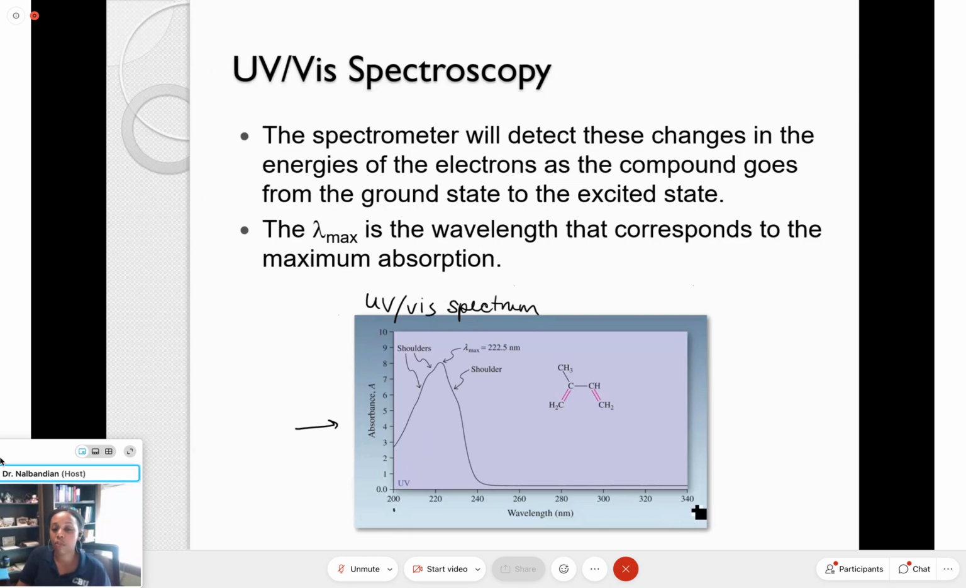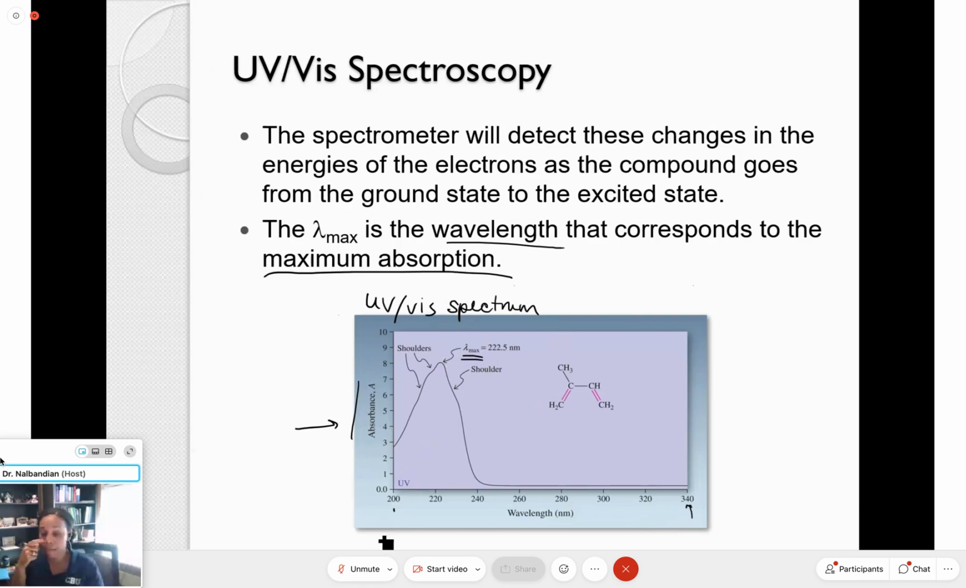Here, 200 to 340, but you can go all the way to 800. Here they only had to go to 340, but for this conjugated diene, we end up with this peak here, where we see the highest part of the peak. We would call that lambda max, the wavelength that corresponds to maximum absorption, or absorption of that light. So our lambda max, 222.5 nanometers. That's what we get for this diene.